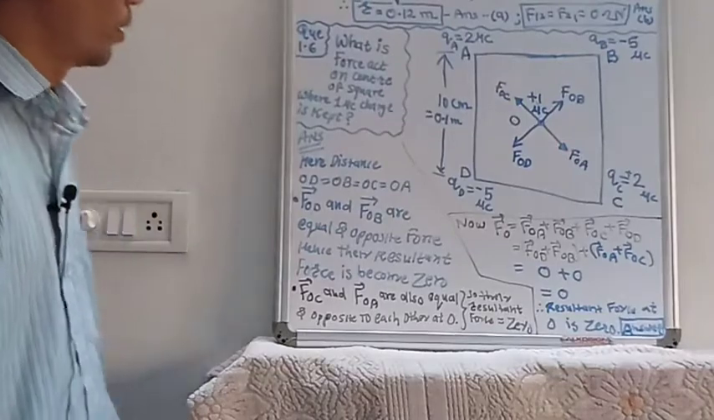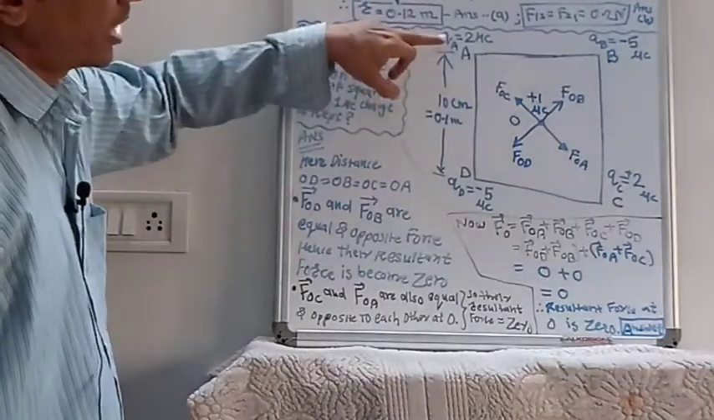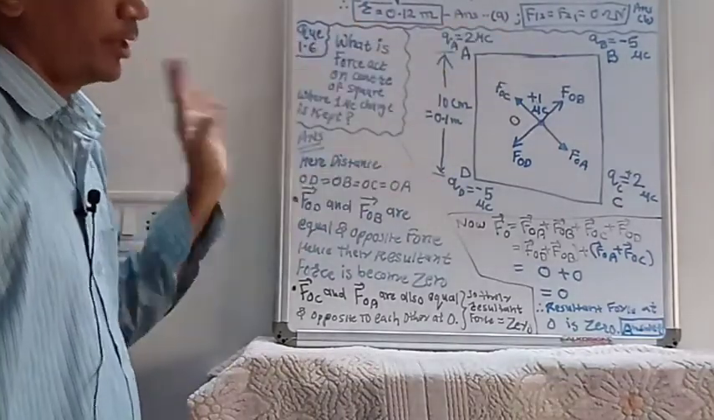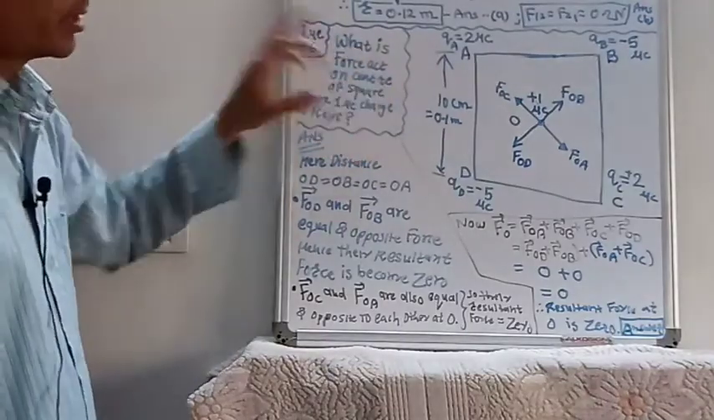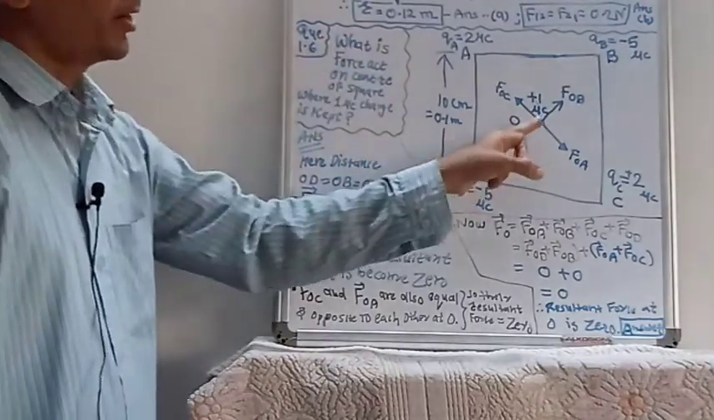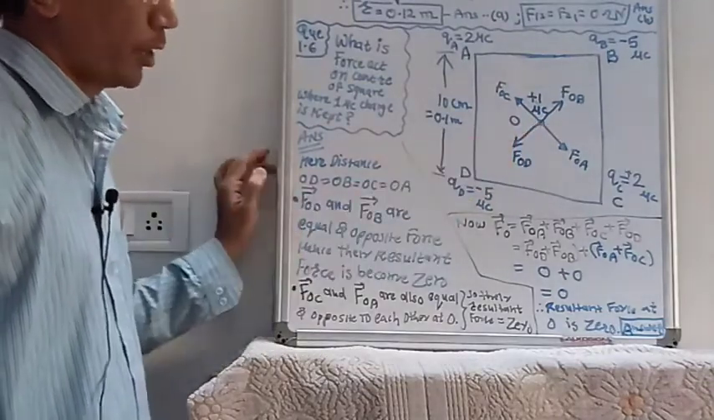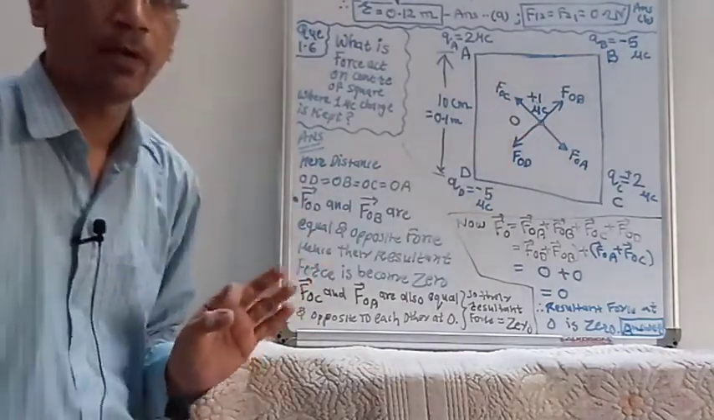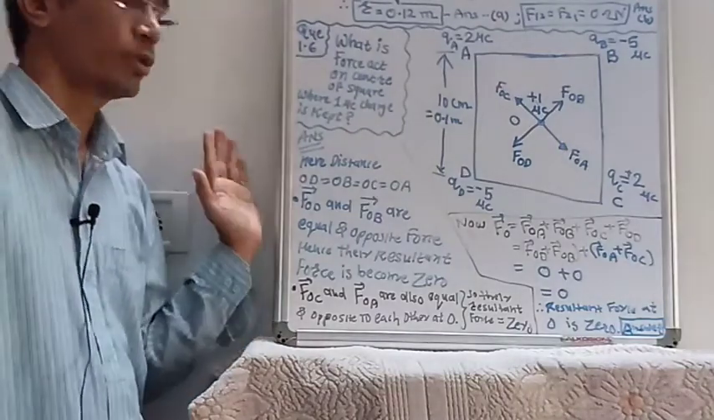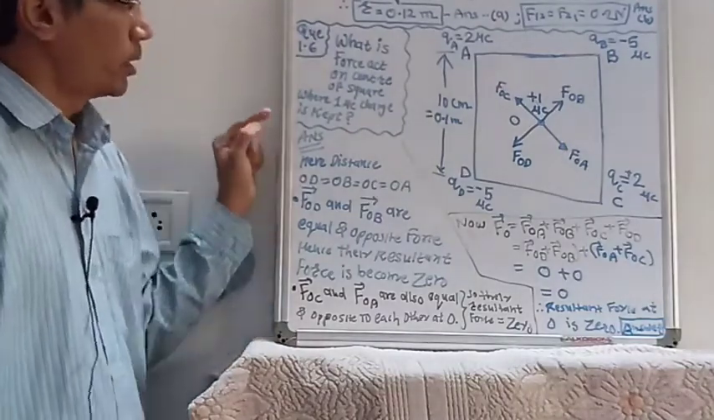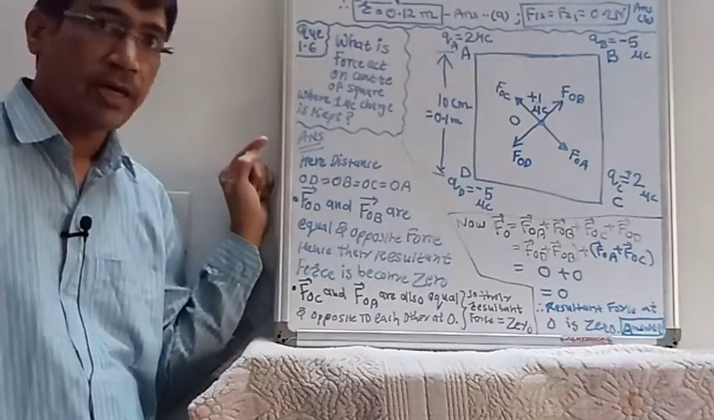So here the charges are kept at the A, B, C and D corners of the square. The side of the square is 10 centimeter, and at the center of the square, at point O, we are putting 1 microcoulomb. So here the question is, what is the force acting on the center of the square where the 1 microcoulomb charge is kept?